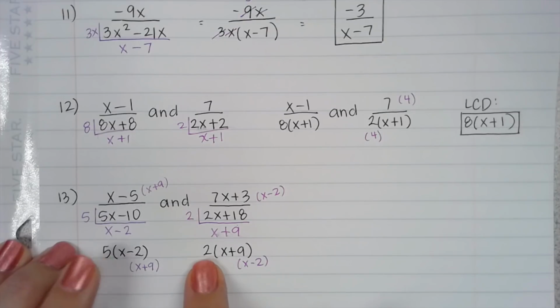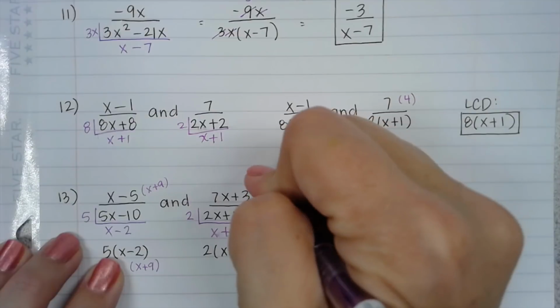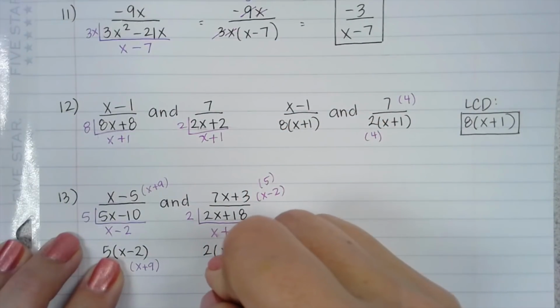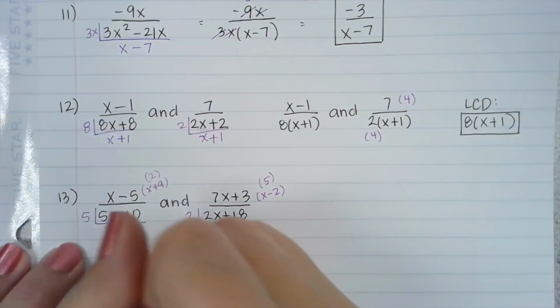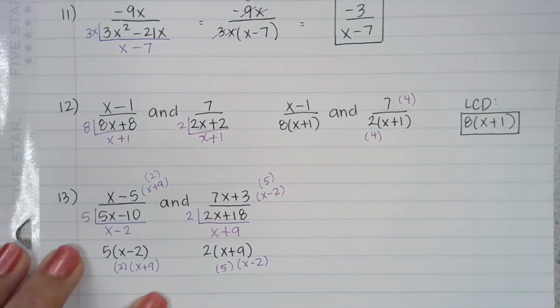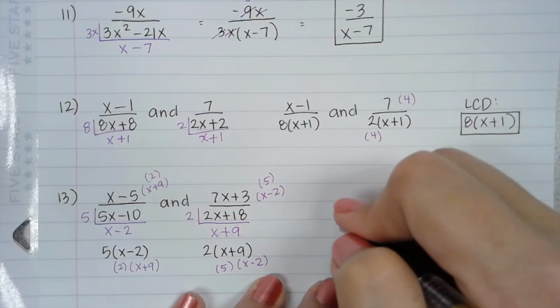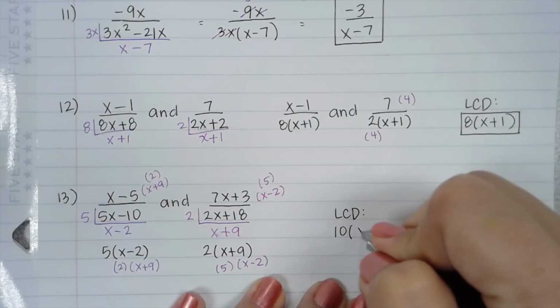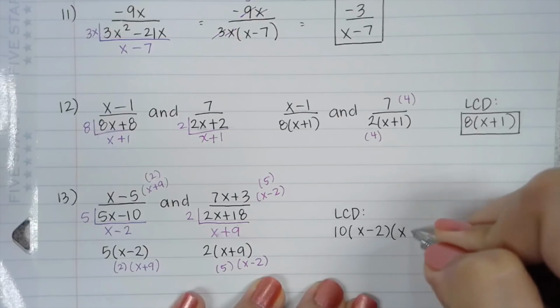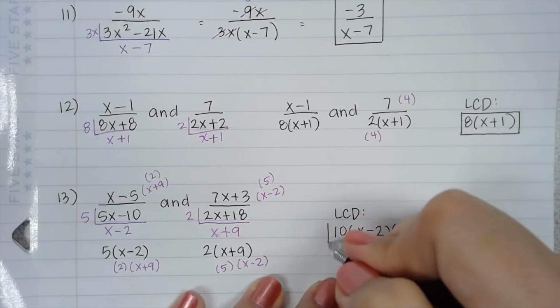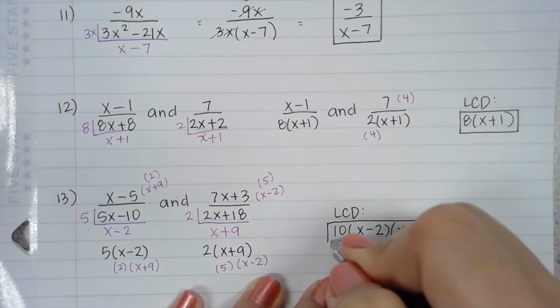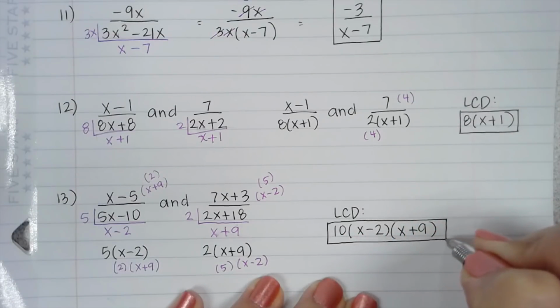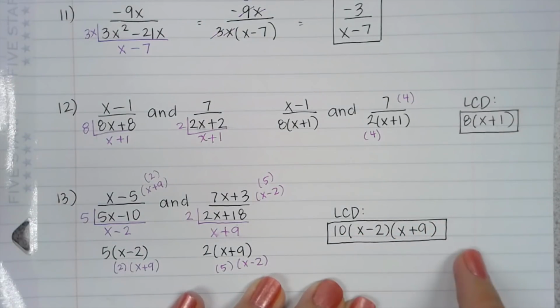So I can't turn a 2 into a 5 or a 5 into a 2, but I could make them both turn into a 10. So this one would need the 5 and the 5, and this one would need the 2 and the 2. So when all is said and done, on this one, my lowest or least common denominator is going to be 10. I'm going to need an x minus 2, and I'm going to need an x plus 9 for the problem. So having all three of these as a part of my answer, that would be the LCD.